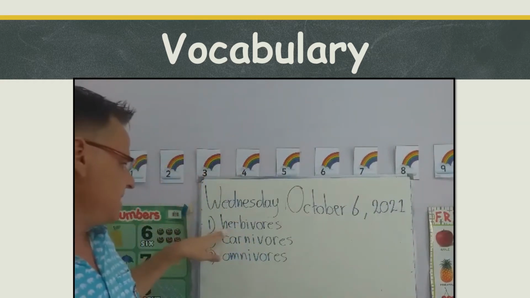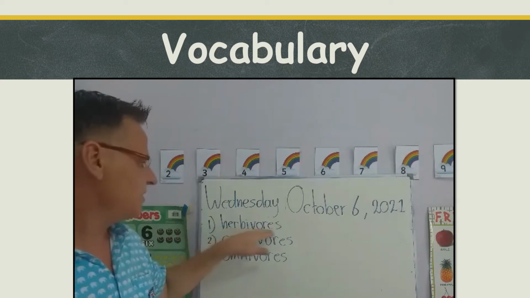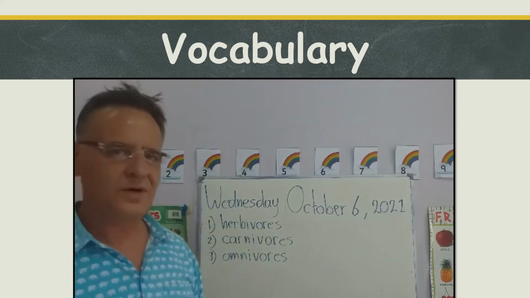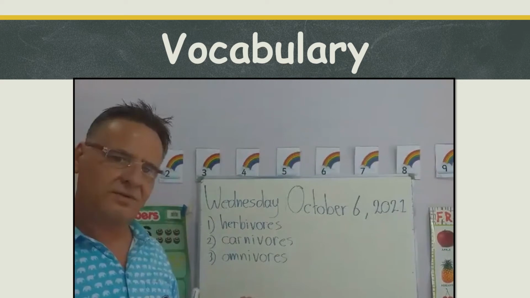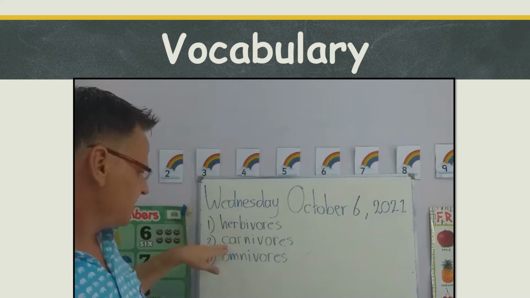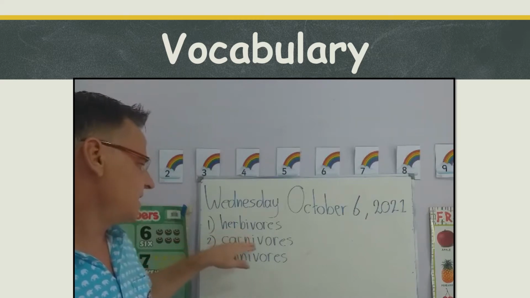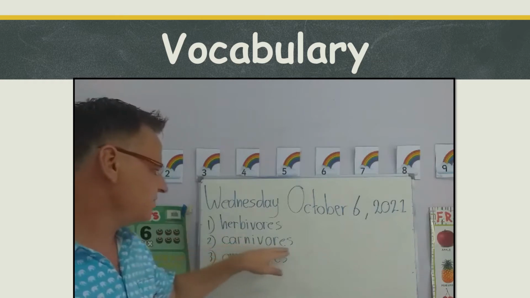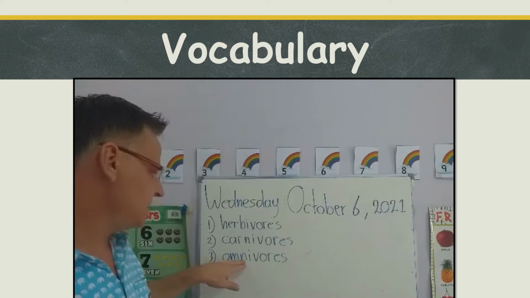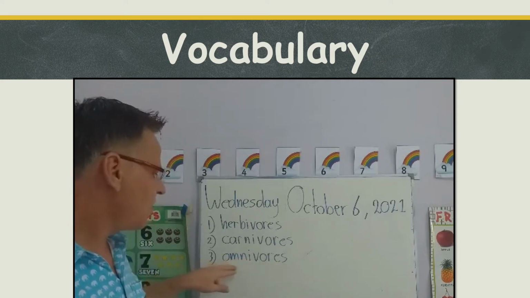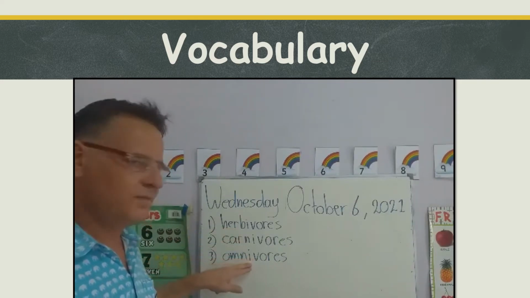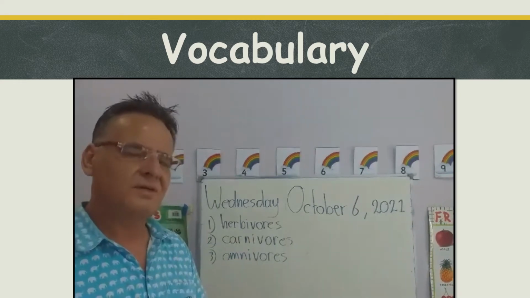Number 1, herbivores. Remember herbivores? Let's look at the other ones too, and then we talk about what they mean. Number 2, carnivores. And then number 3, omnivores. So herbivores, carnivores, omnivores. Do you remember what that means?